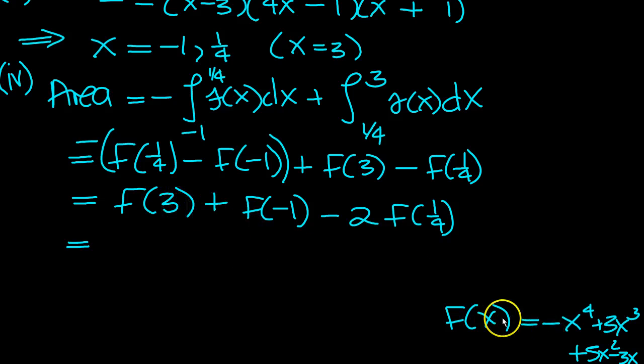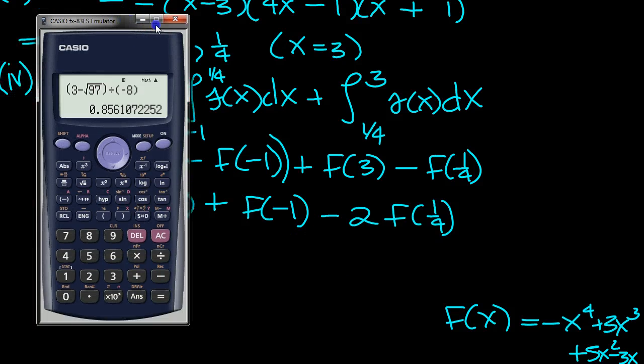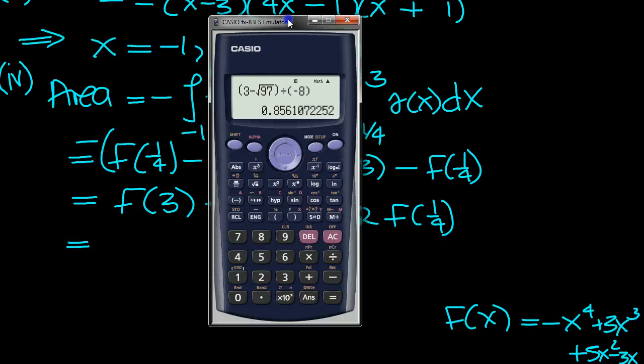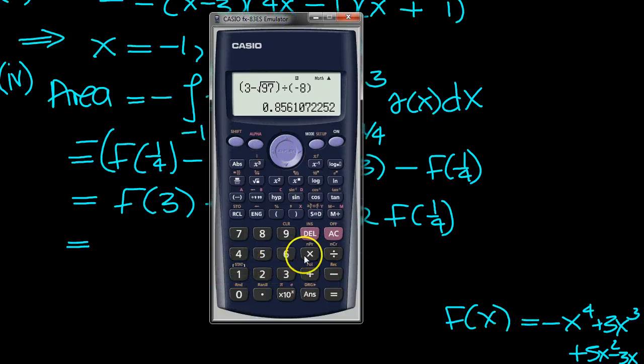So this thing here, we need to work out these values. So I'm going to use the calculator for that. So the first one would be 3. So it's minus. I'm going to just write the polynomial. So it's minus bracket 3 to the power 4, then plus 3x cubed.